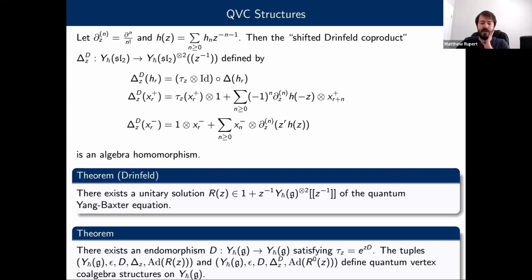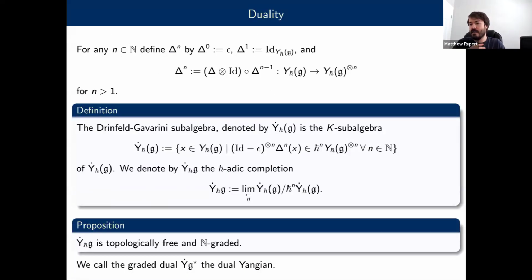And so we would like to take these quantum vertex coalgebra structures and build quantum vertex algebra structures on the dual Yangian. So what exactly do I mean by the dual Yangian? To define the dual Yangian, it actually comes from something called the Drinfeld-Gavrini subalgebra. To define the Drinfeld-Gavrini subalgebra, we inductively define these operators delta n, where delta 0 is the counit, delta 1 is the identity, and delta n is defined by this formula where delta is now the standard coproduct.